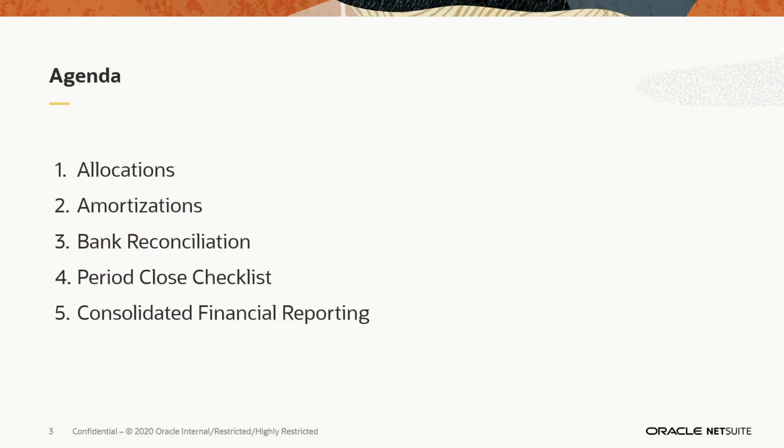After we're done with allocations and amortizations, we'll take a look at bank reconciliation. So how we can use NetSuite and use matching rules to help automate the matching of your bank data with your NetSuite data, the transactions that you have within your ERP.